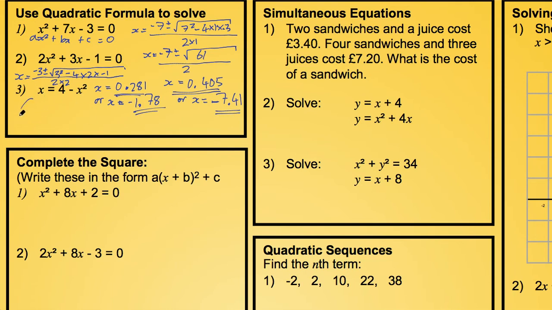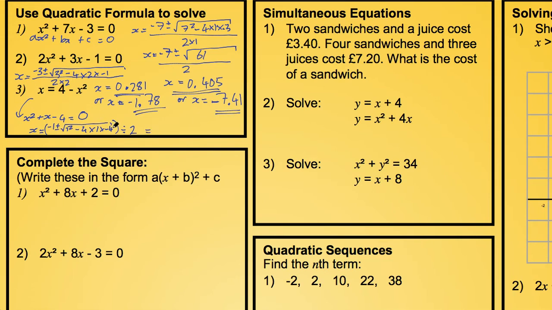And finally this one, first thing that needs to happen is it needs to be set equal to 0. So I'm actually just going to add x squared to this side and take away 4 from that side. That gives me x squared plus x minus 4 equals 0. And again, just plugging that into the quadratic formula, x equals minus b plus or minus the square root of b squared minus 4ac, minus 4, all divided by, I should have put it over but I haven't got space, divided by 2a, 2 times 1, so that's just divided by 2.